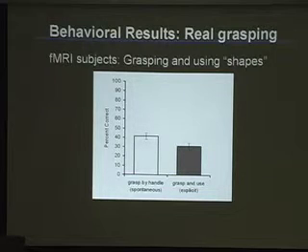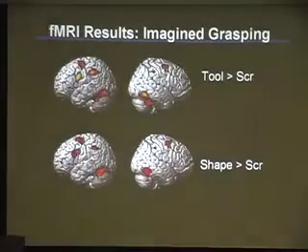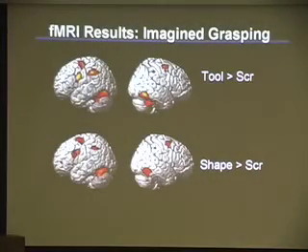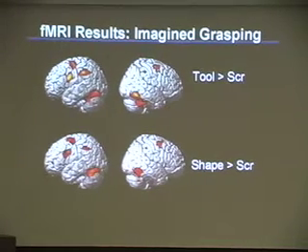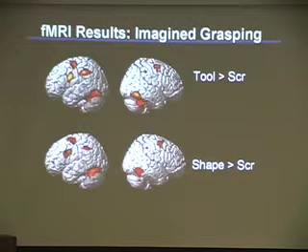Okay, so we see some behavioral differences. Now the question is, is this revealed in the imaging results? So first I want to show you the imagined grasping task. Remember there were 3 tasks. And I'm showing you this because this is the least striking difference. There actually were no statistical differences between the tools and the shapes.